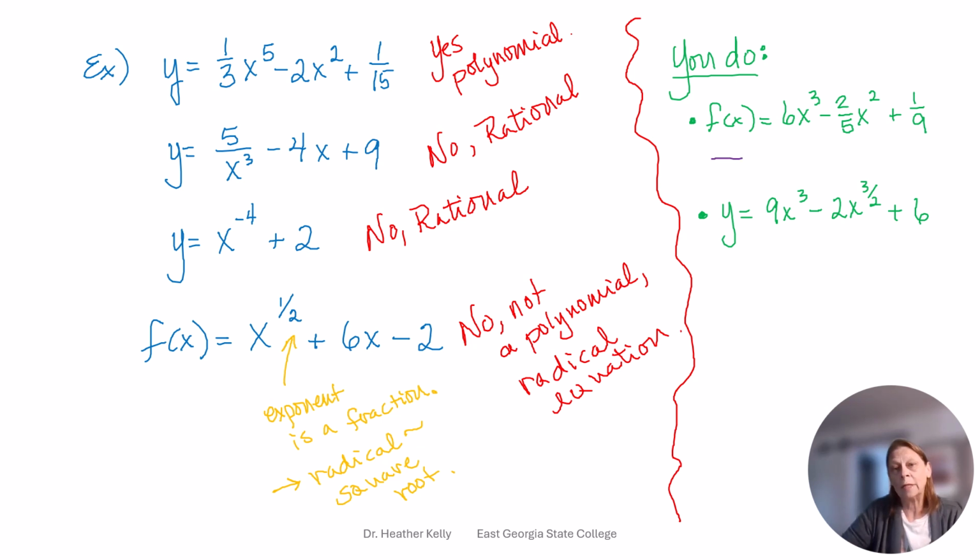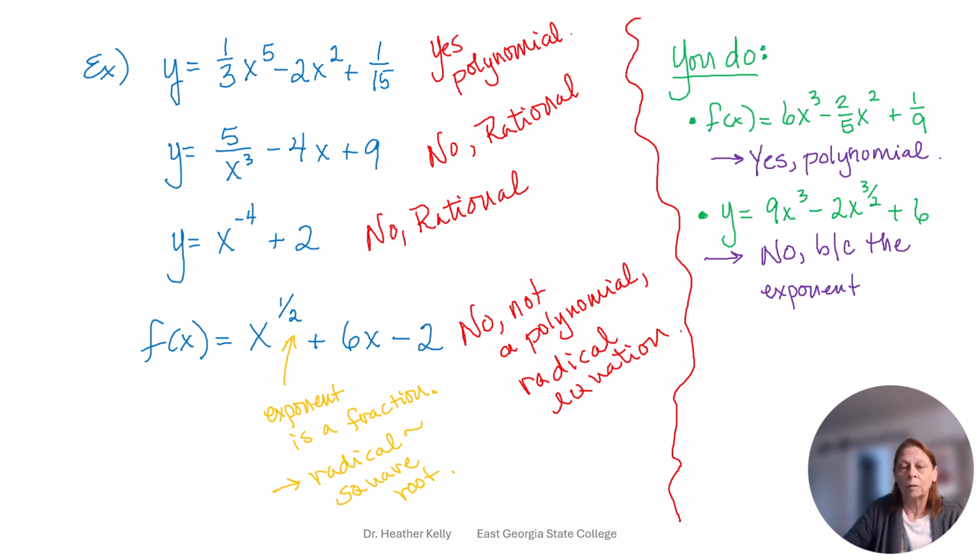Okay, the first one here is yes, it is a polynomial, even though it has fractions. Those fractions are either coefficients or the constant, so that has nothing to do with fractions in the exponent. This second one here is no, and that is because the exponent of 3/2 indicates that it's radical, therefore not a polynomial.